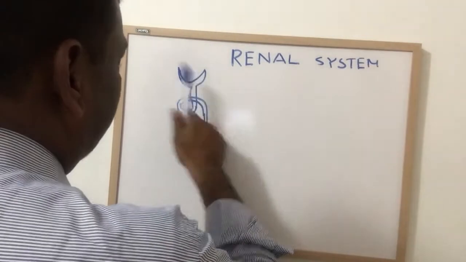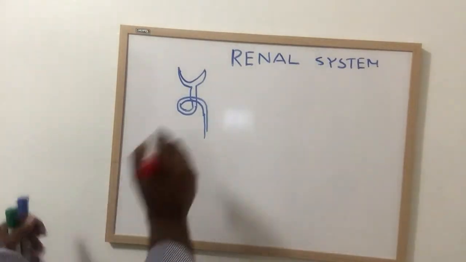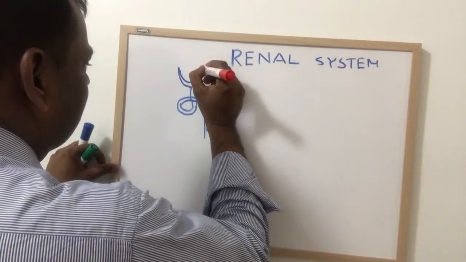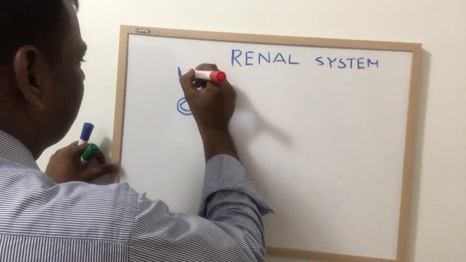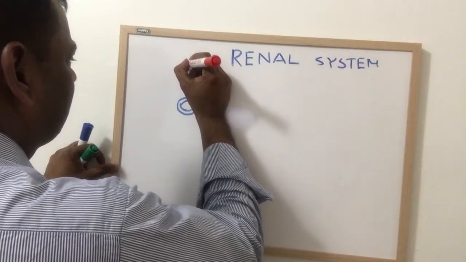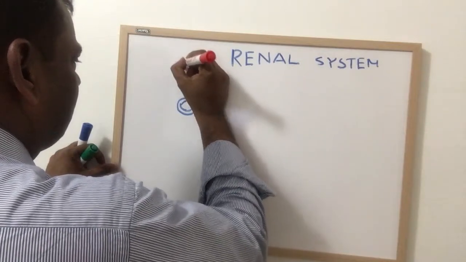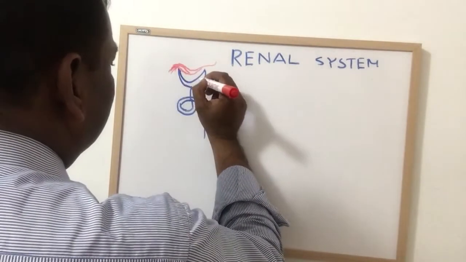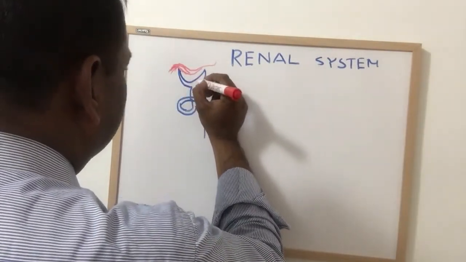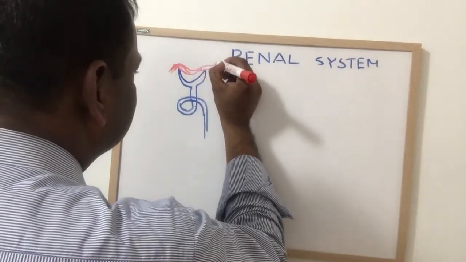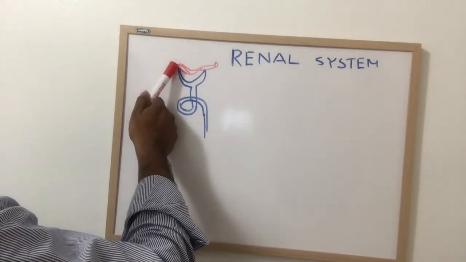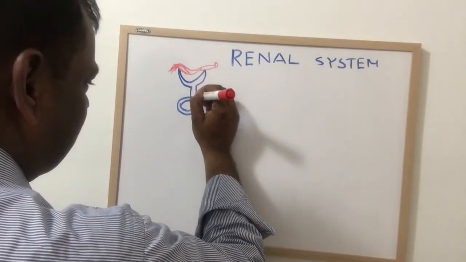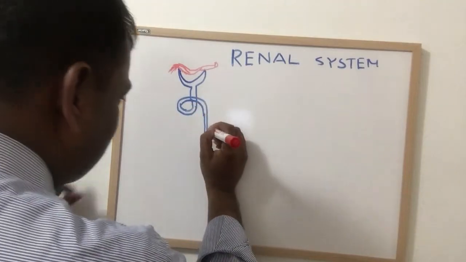This is Bowman capsule. Afferent arteriole breaks down into capillaries. Capillaries break down into peritubular capillaries. Okay, and this is a Bowman space or Bowman capsule. This is efferent arteriole, and this is the first, proximal convoluted tubule.